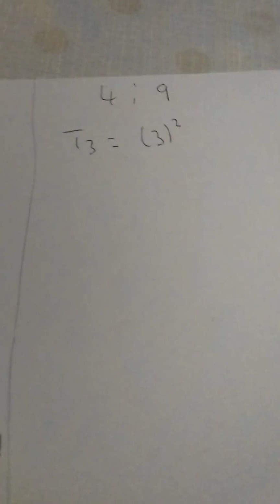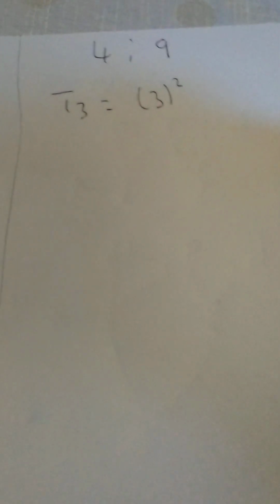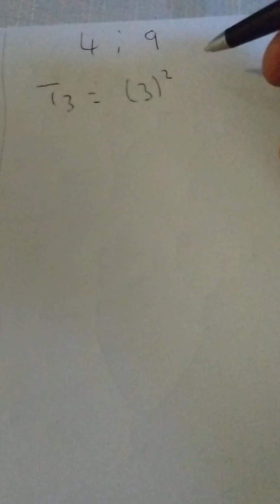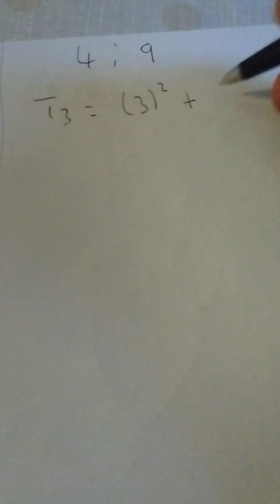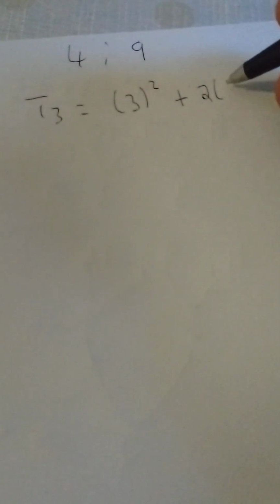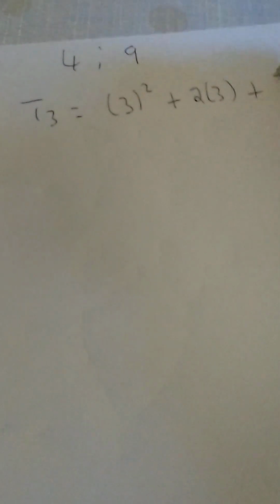So wherever we see our n, we're going to put 3 so that we can continue. Remember, so far we've done T1 and T2. So now to find our T3, wherever I see n, I'm going to put 3. So it will be 3 squared, and then plus 2, and I see another n, I put 3, then plus 1.